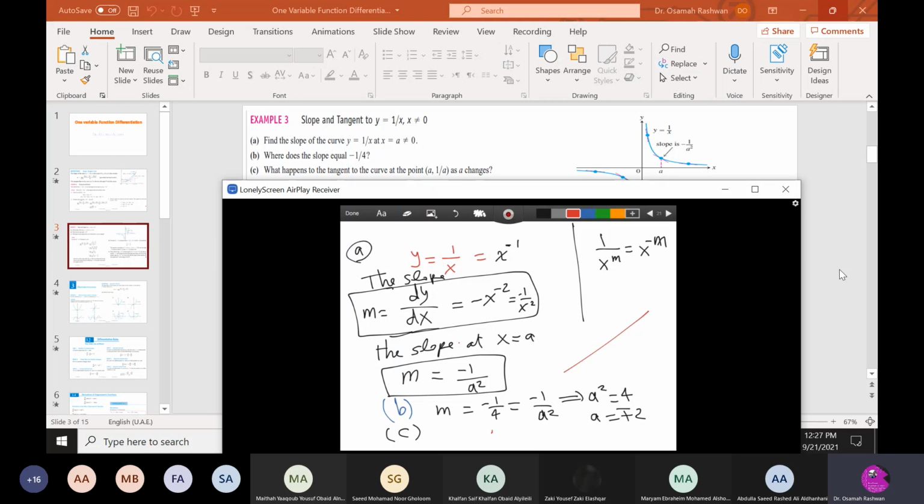So what is the equation of the tangent? The tangent line equation is y equal to what? mx plus c, right? You know the slope. What is the slope at x equal to a? Here it is, right? -1 over a square x plus c. This is a tangent line, okay?